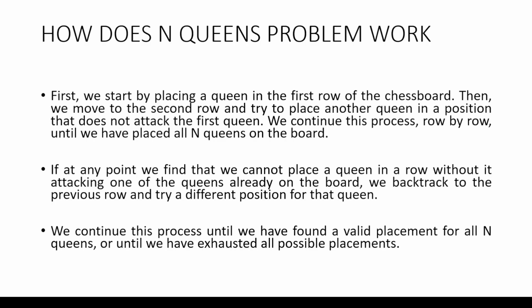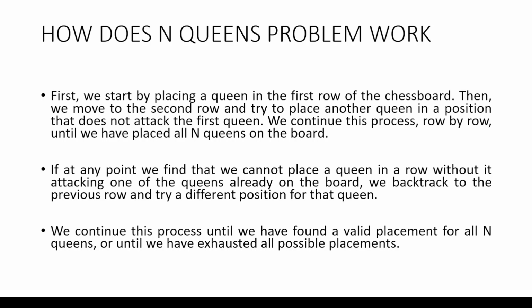Now we will see how the n queens problem works. First we start by placing a queen on the first row of the chessboard. Then we move to the second row and try to place the next queen so that it does not attack the first queen. So we should make sure that when we are placing a queen on the new row, it is not in a position that attacks the first queen. We continue this process row by row until we place all the n queens on the board.